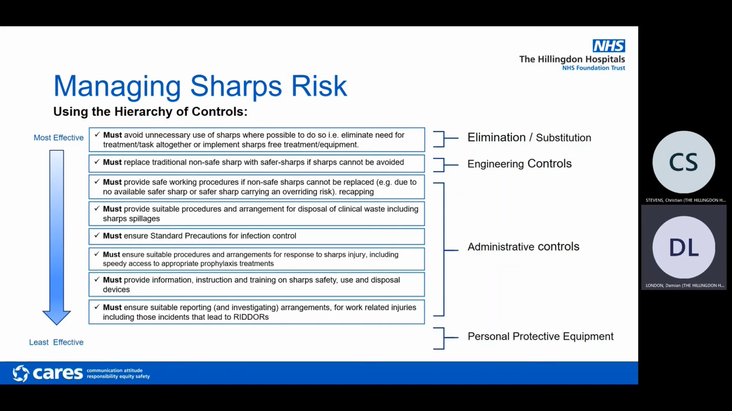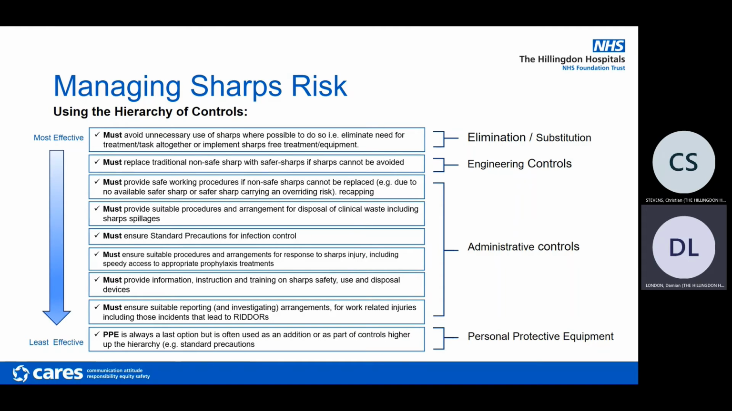And then the last part of the hierarchy, which is PPE. And this is always the last option, so you should never try and use PPE as your main protective mechanism. It's your last option, but it can also be used in conjunction with other elements higher up in the hierarchy to provide more effective controls when put all together. So that's how we approach assessing and addressing the risks associated with sharps.